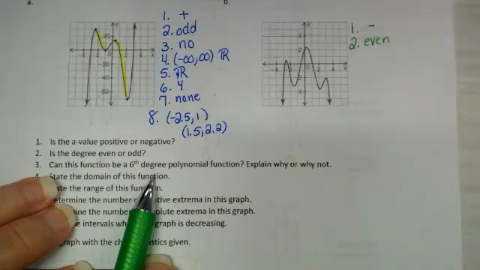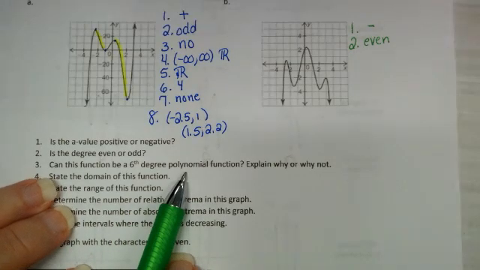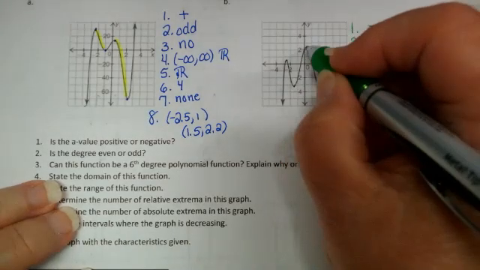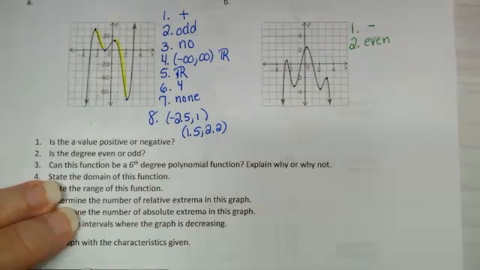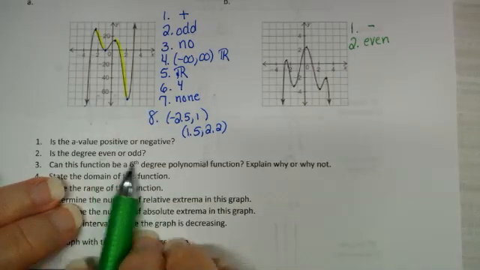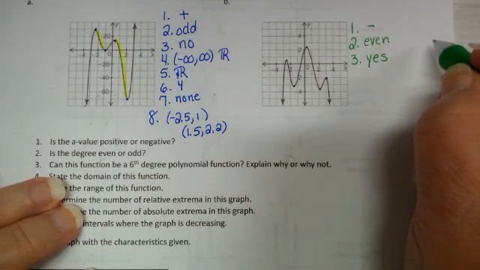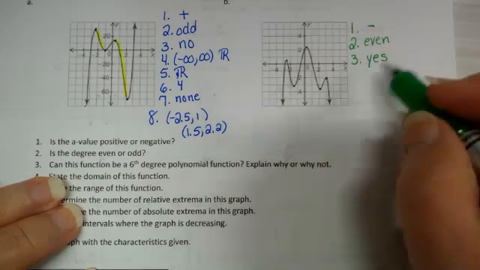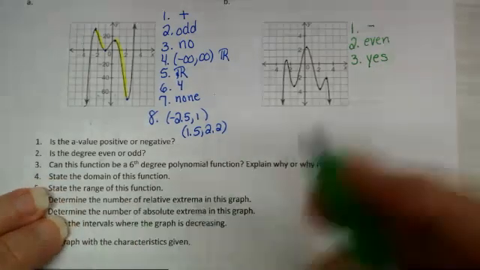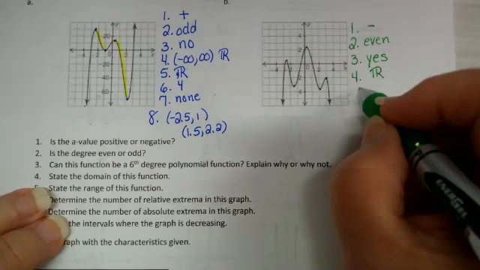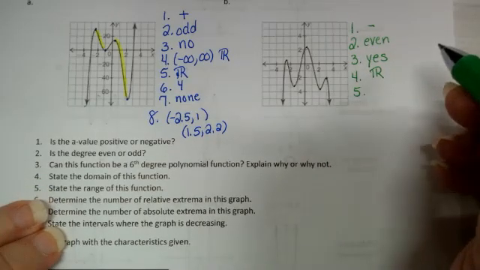Could it be a 6th degree polynomial? Well, we're going to have to check. How many extrema do we count on this? 1, 2, 3, 4, 5. Could it be a 6th degree polynomial? And that answer is yes, because I counted 5 extrema. And the number of extrema has to be less than the degree of the polynomial. So number 4, state the domain. That's going to be all real numbers.